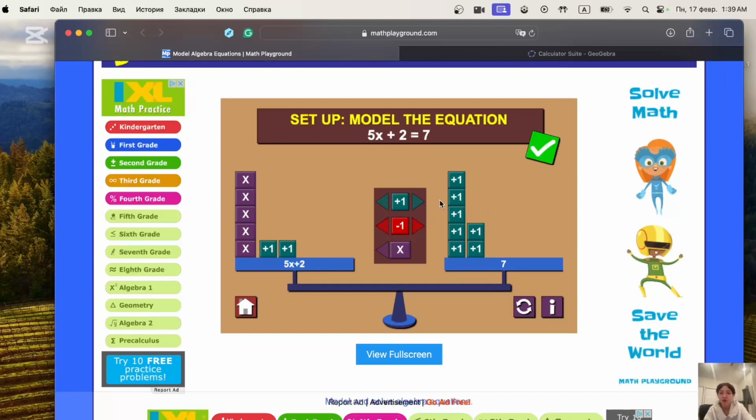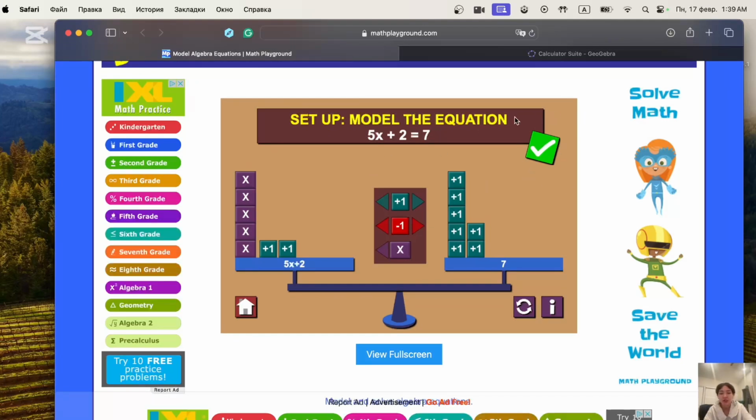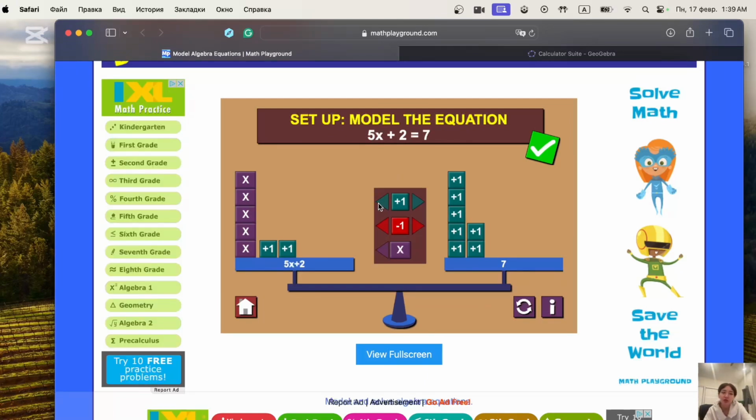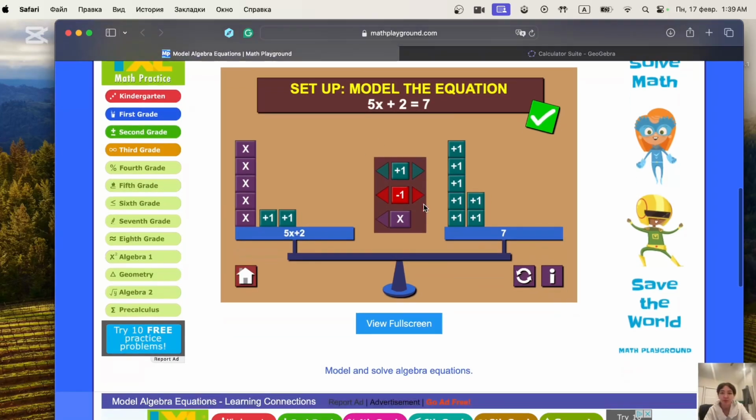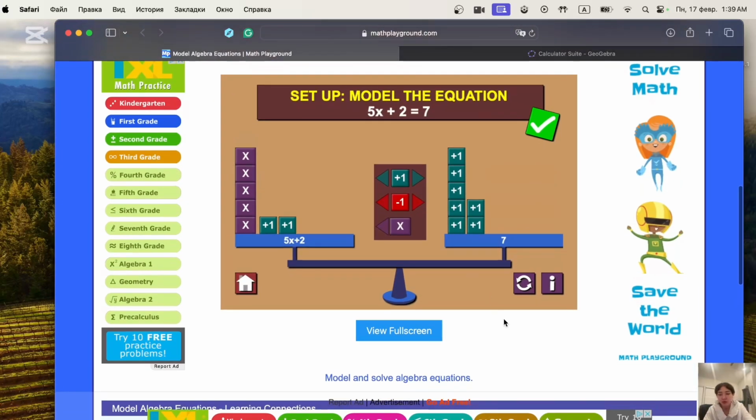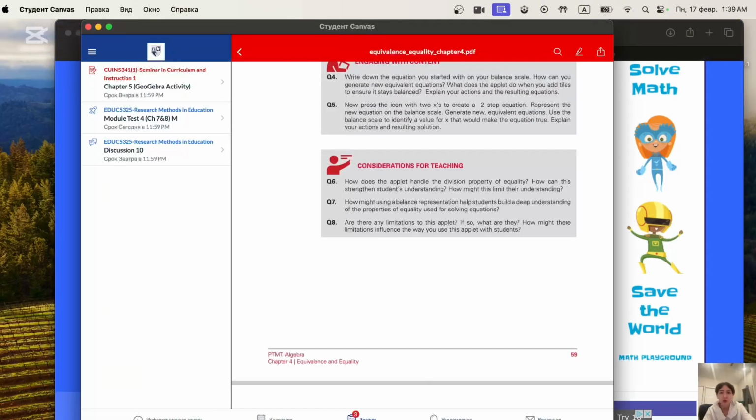So we can see our green sign, which means everything is correct. The math playground applet confirms correctness with a green sign. What's our final explanation? This applet checks the balance with a green check mark when the equation is balanced. Each operation performed, subtracting or dividing, is reflected visually, reinforcing the concept of equality. Let's answer our next question.